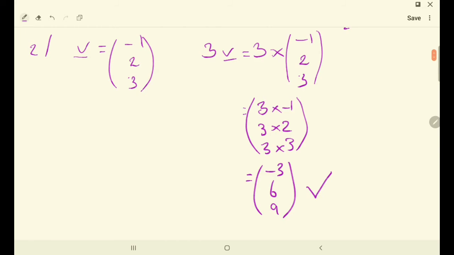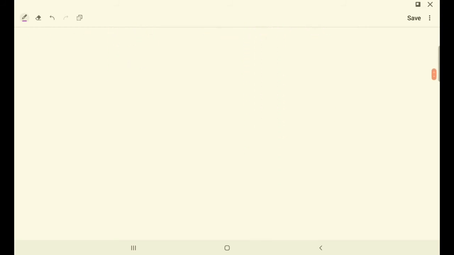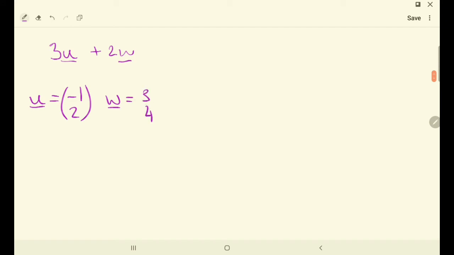Okay? So this is the core skill. You just need to know that when you multiply by a scalar, that 3, you are multiplying everything in the vector by that 3. Now, in terms of problems, you can still get ones which are combinations. So you could have 3u plus 2w, okay? And you would be told u equals (-1, 2), w equals (3, 4). You have to do this sum. So you're going to have to do it in 2 parts.